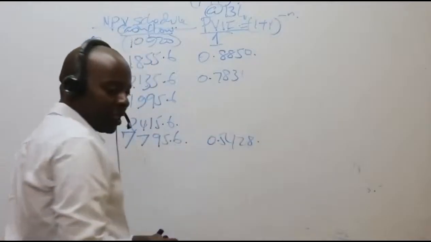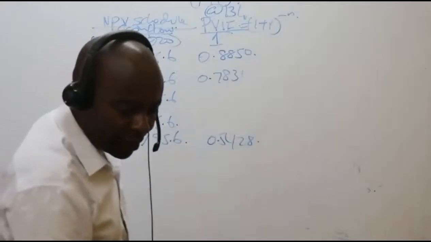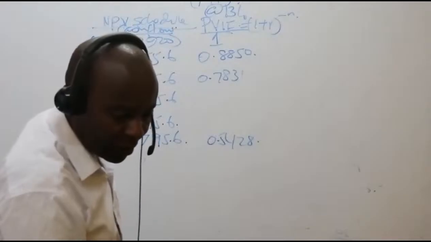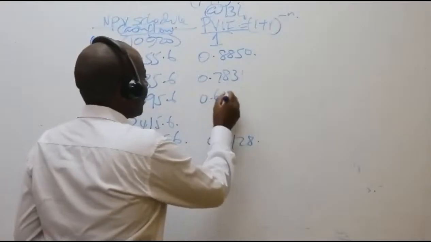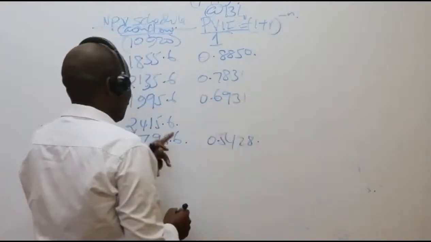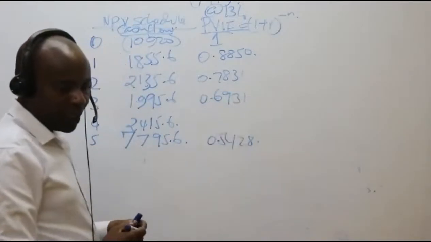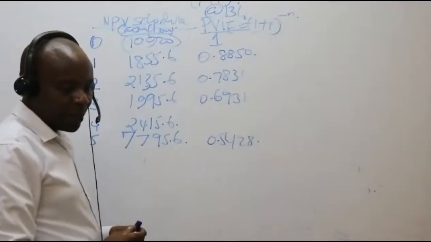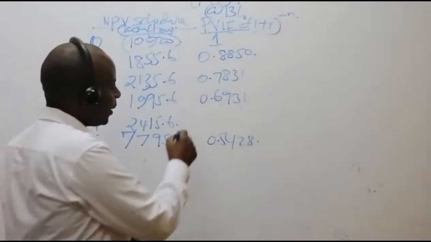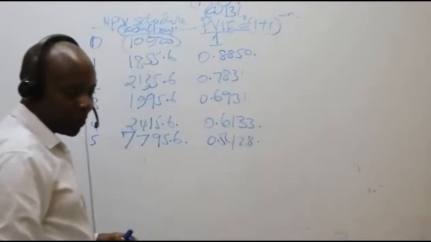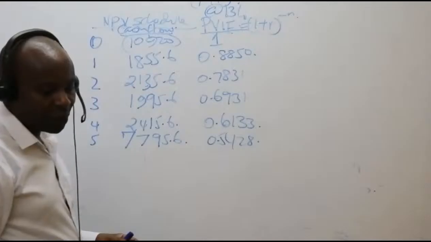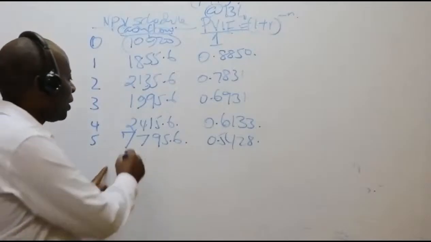0.5428. And then now we have the next one. The third figure, 0.6931. And then now the fourth figure, is there anybody who has got this fourth figure? The fourth figure is 0.6133, like that. Thank you very much. There is a student who is asking how we got this figure.